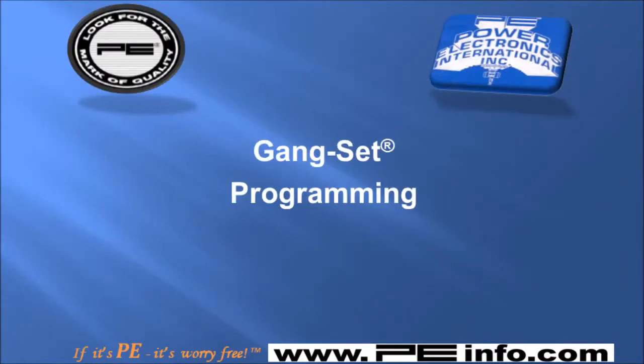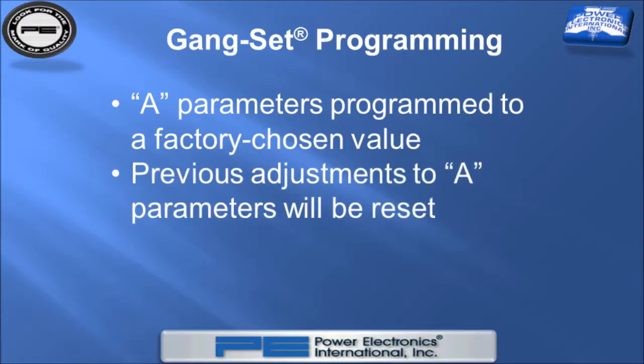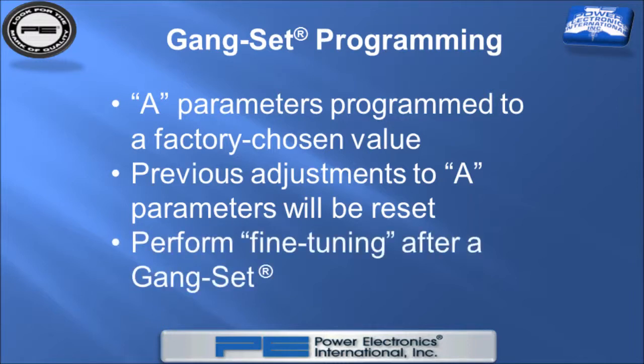If you have just installed a PE drive, or if you would like to return your drive to some recommended default values, you can perform a gang set. When the drive is gang set, each A parameter is programmed to a factory chosen value. Since each A parameter is reprogrammed each time a gang set is initiated, all previous custom adjustments to the A parameters will be lost. Therefore, it is recommended that all fine-tuning of individual A parameters be done after a gang set, and not before.